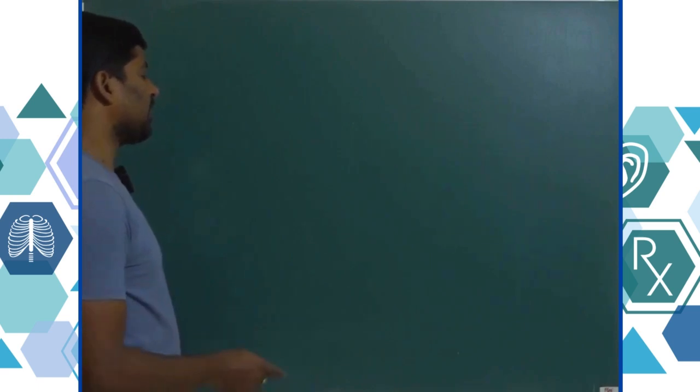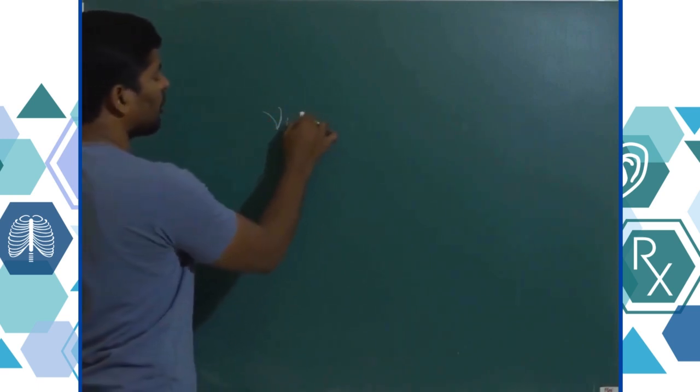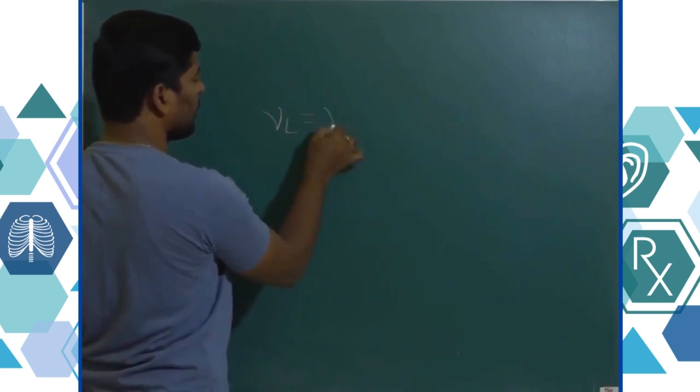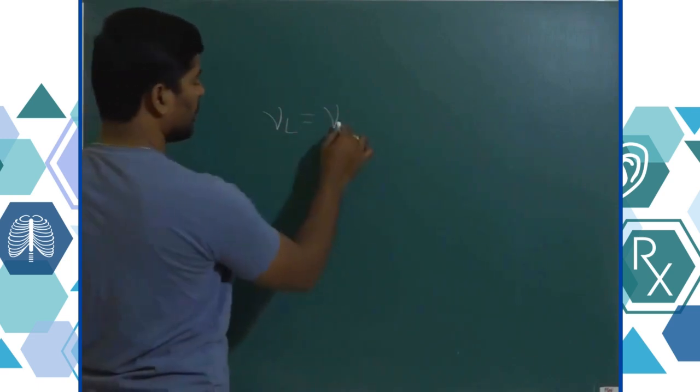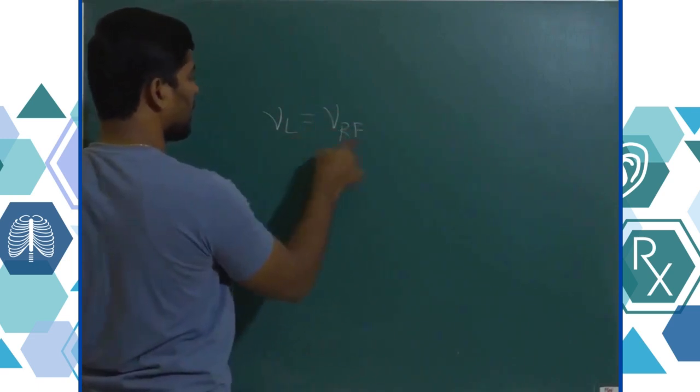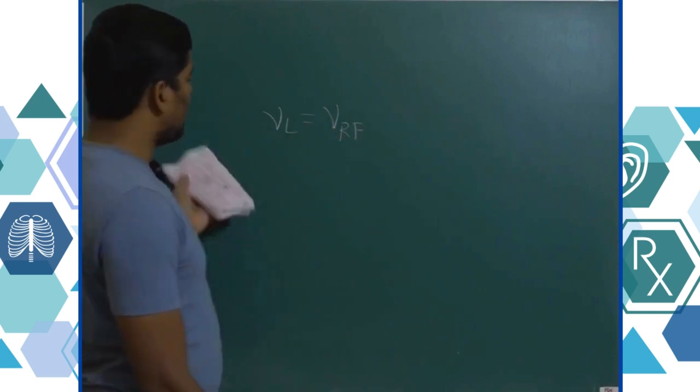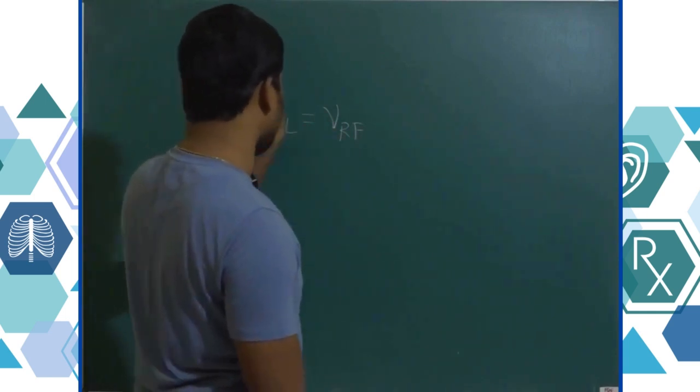Classical approach. According to the classical approach, if the Larmor precessional frequency is equal to the frequency of the radio frequency radiation, then a signal is observed.